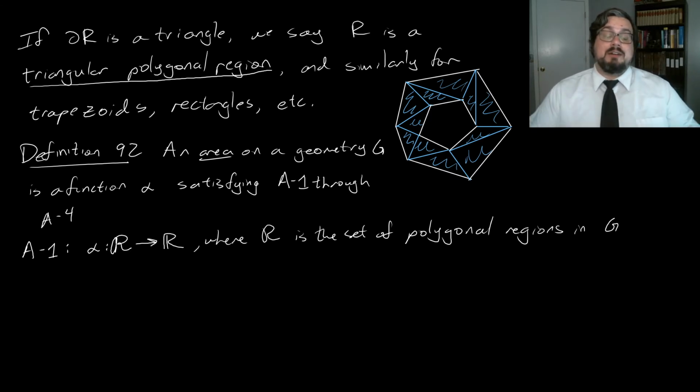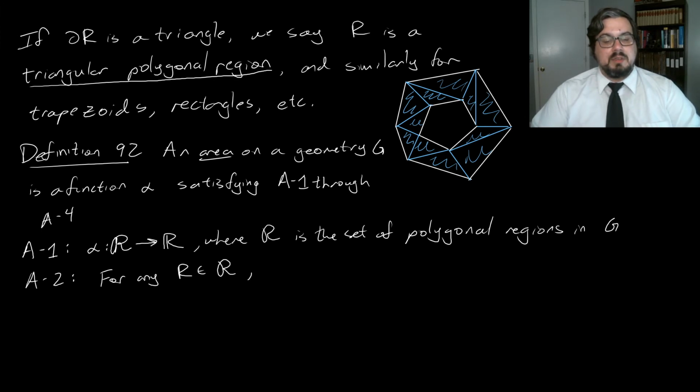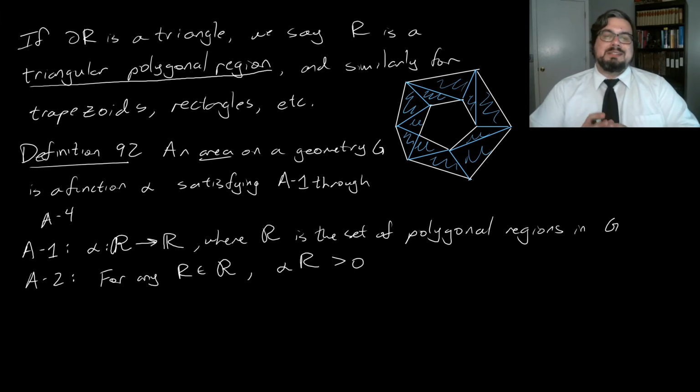So the area function is going to take as an input a polygonal region and give as an output some number. This is going to be the area of that polygonal region. So part 2, for any polygonal region R in our geometry, we have to have that alpha R is positive. We don't want to consider zero area or negative area regions. We want to keep ourselves solidly in what makes intuitive sense to us in terms of area. Any polygonal region has to have positive area.